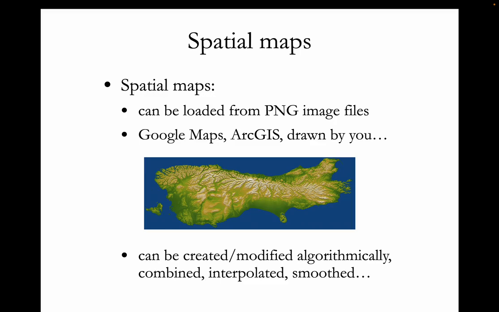Spatial maps can also be created or modified algorithmically in SLiM, including combining them, interpolating them, smoothing them with a spatial kernel, and so forth. You can use spatial maps however you want, because you are the script writers, and you are the dreamers of the dream.